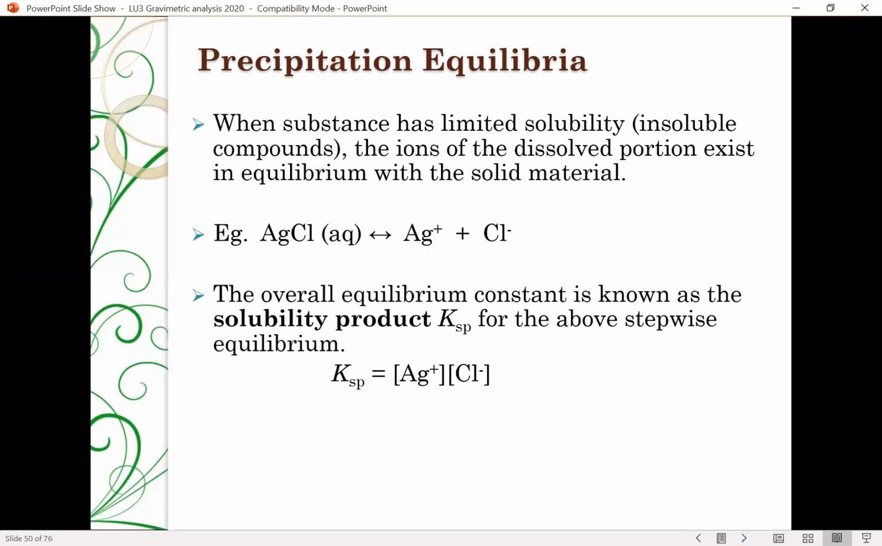So how do we do the calculation for KSP? The solubility product, KSP, is equal to the solubility of Ag plus and Cl negative. This is the dissociation of AgCl just now into Ag plus and Cl negative. So you have KSP here, the molarity of Ag plus and also the molarity of Cl negative.